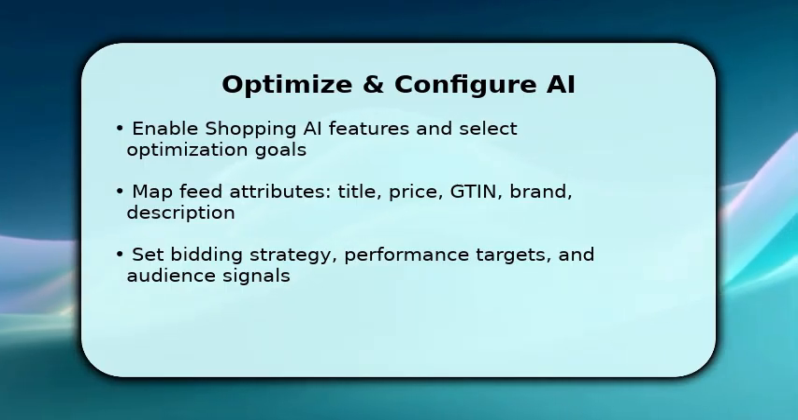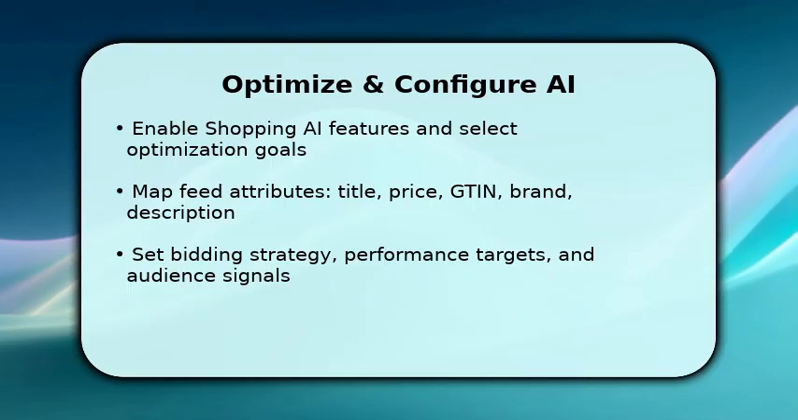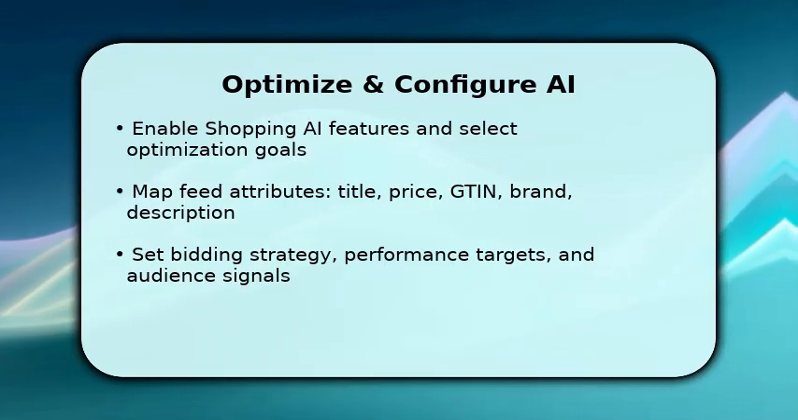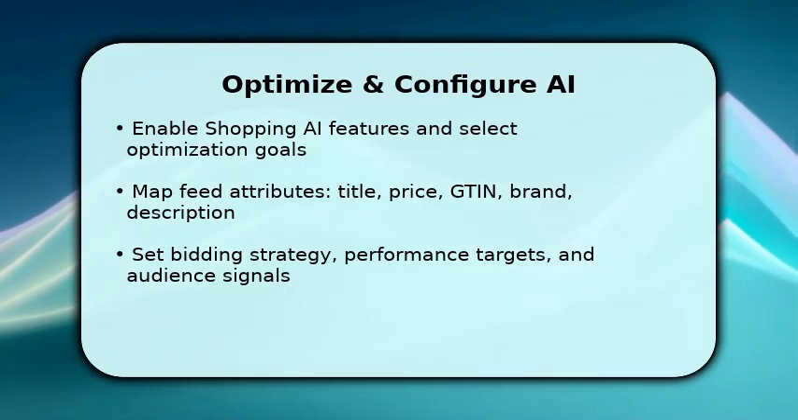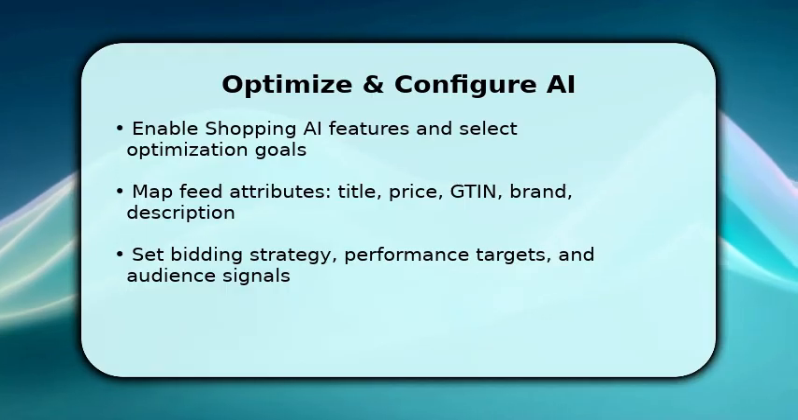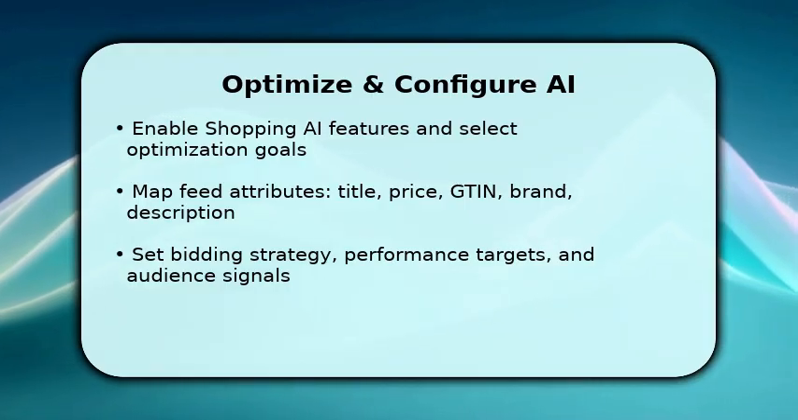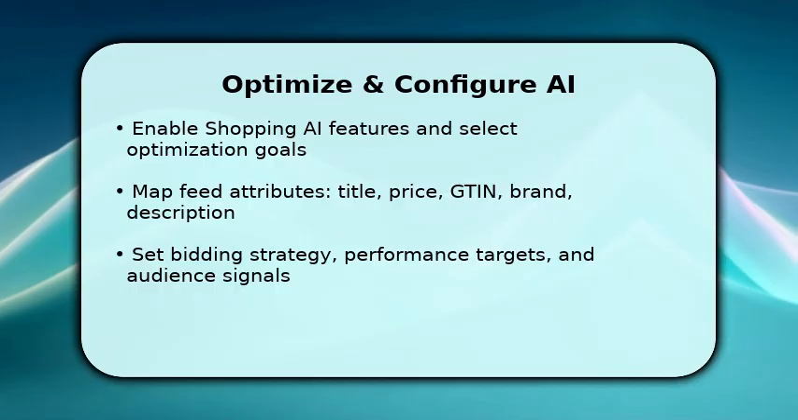You should map critical feed attributes, title, price, GTIN, brand, and description, so the model understands products. Then configure bidding strategy and performance targets, and provide audience signals or first-party data to guide personalization.